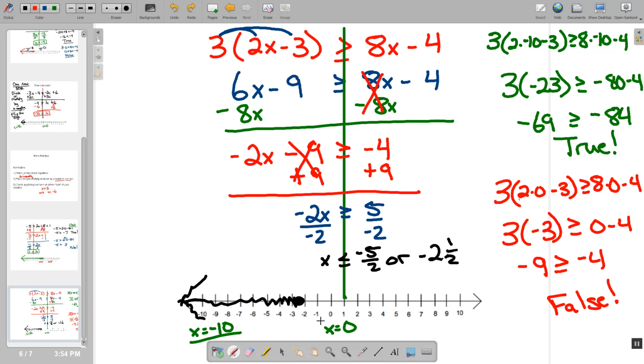If at any point you have questions, make sure you let me know. The nice thing about linear inequalities is it's using most of the same things that we've already been working on.